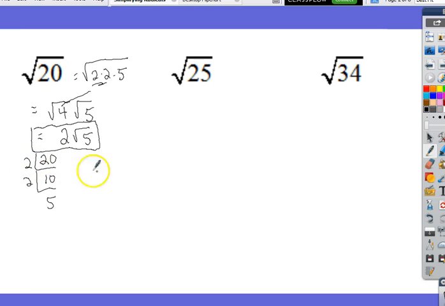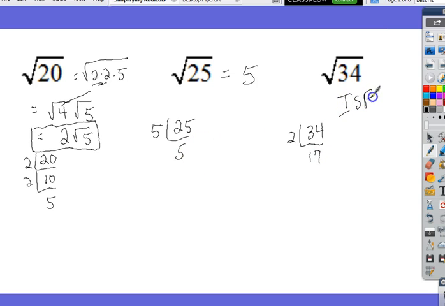What did you notice right off the bat about the middle one? It's a perfect square. If I prime factor 25, it's 5 times 5. All of it makes a pair. So that means it's going to be a perfect square, so simplifying it is just taking the square root of it. With the last one, when I went to prime factor it down, it didn't have a pair. So that's ISF. It's in simplest form.